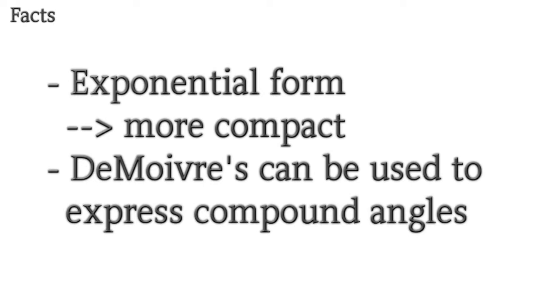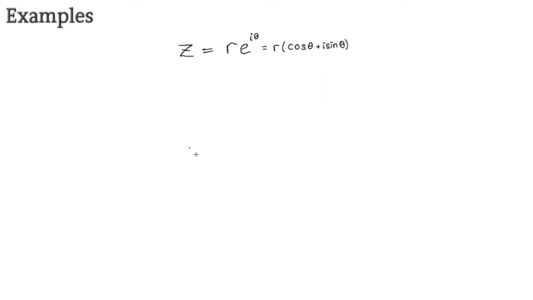Also, it is essential, well, kind of essential for you to prove the multiplication angle theory, and also DeMoivre's. It is actually really useful for expressing compound angles in simple forms. So basically exponential form is defined as e to the i theta equals cos theta plus i sine theta.